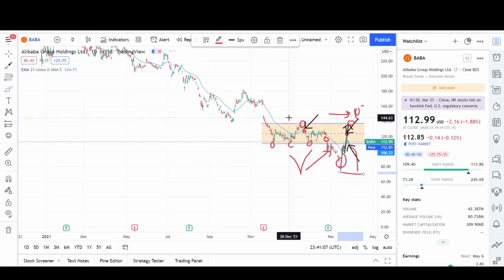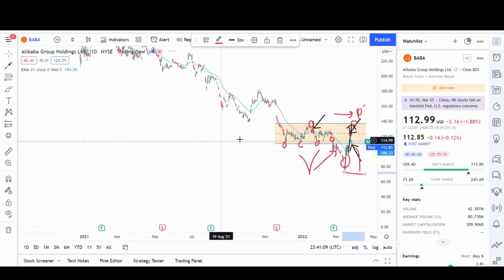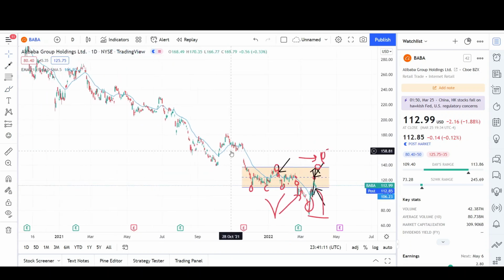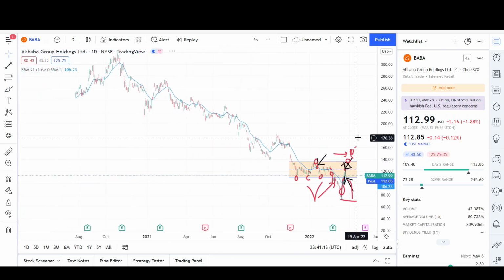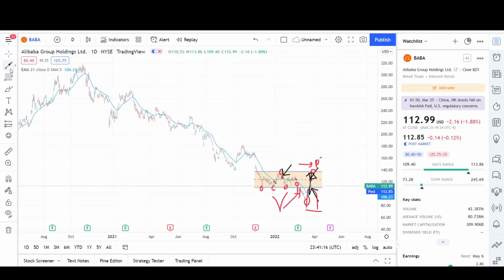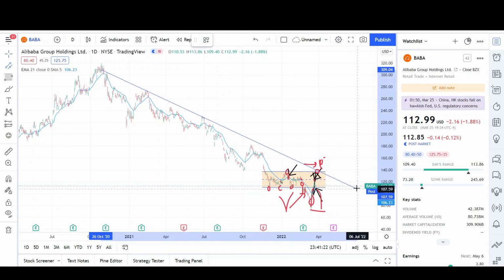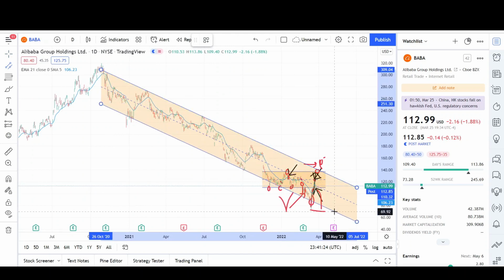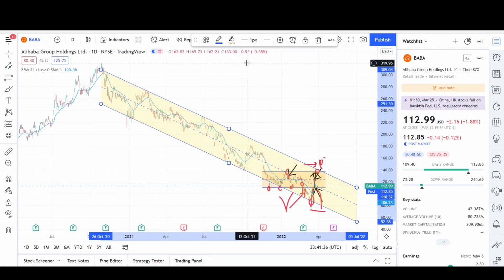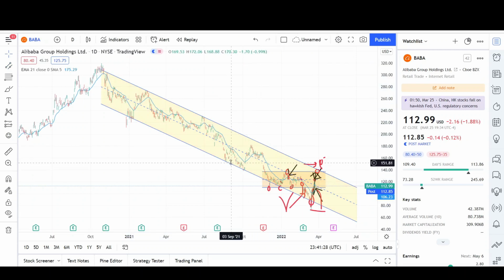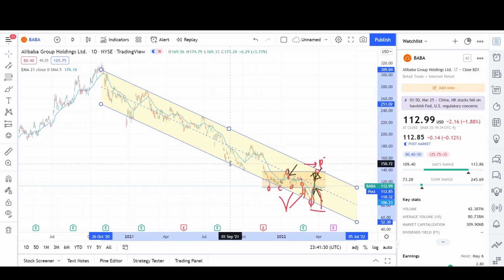So let's take a look at the long-term pattern. Pretty much this 1.5 year bear market that Alibaba has been inside of. Let's put a channel on the chart. This is the channel holding prices lower. Let's make this orange or yellow to show the range more clearly.